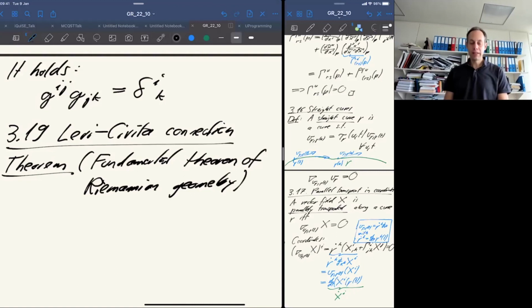So if you ever invent a theorem, make sure someone calls it the fundamental theorem of something, and then you will probably become famous.